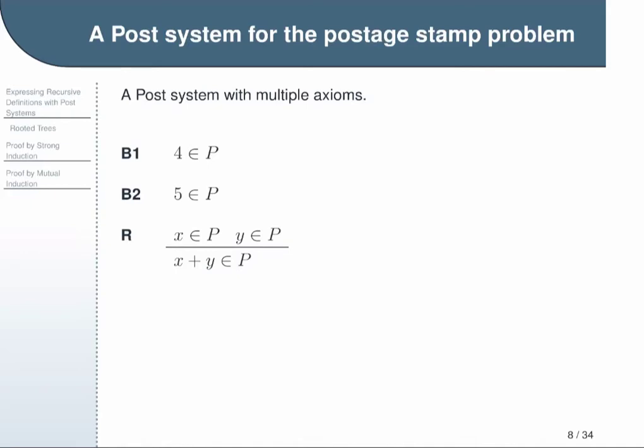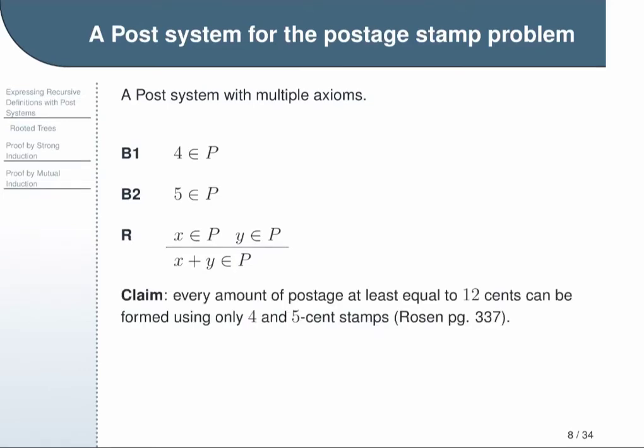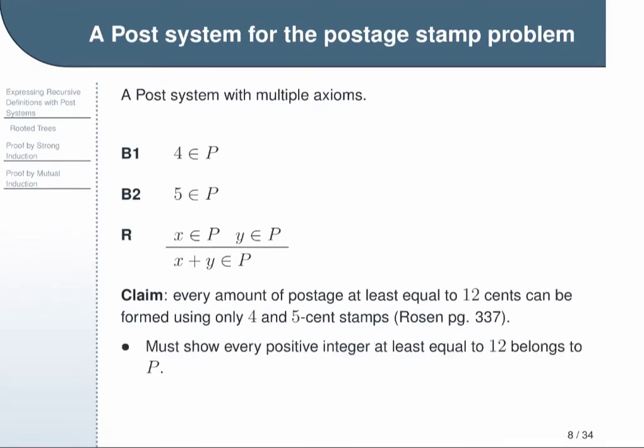So the first thing to notice is that even though this looks superficially similar to our previous system, it gives us quite a different set. And the claim is that this is analogous to this postage stamp problem, where we want to prove that every amount of postage that is equal to 12 cents or greater can be formed using only 4 and 5 cent stamps. In order to prove this, we'd have to show that every positive integer at least equal to 12 belongs to our set.